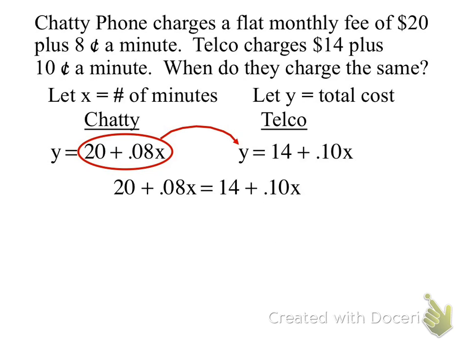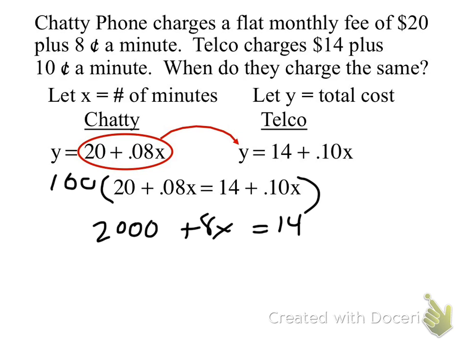I think at this point, clear the decimals. Multiply everything by 100. So you get 2,000 plus 8x equals 14 plus 10x. And then finish solving it, because there's too much room for error with the decimals. And we get x equals 300.